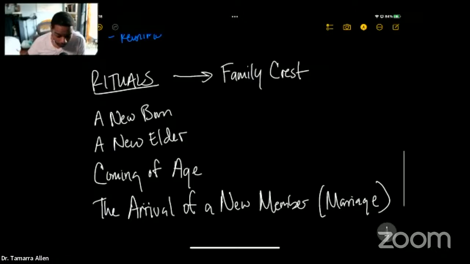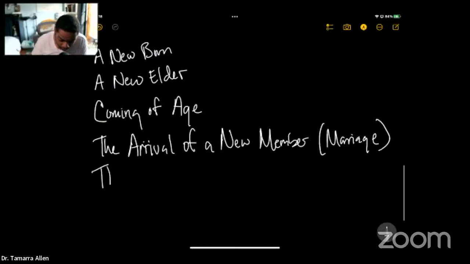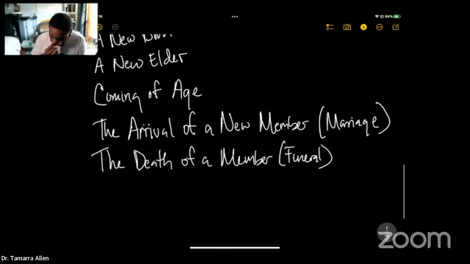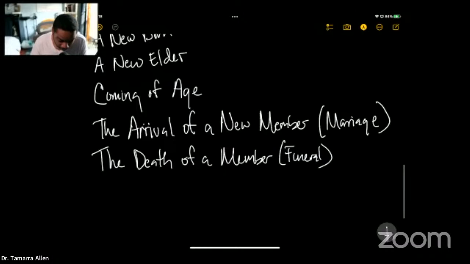Right? Another thing, which we all know, is the death of a member. We all know the ceremony for that, right? That's a funeral. And then the one that everyone always says, what's the word I'm looking for? That's my cousin, but not really my cousin. That's my brother, but not really my brother. That's called the introduction of an outsider, a new outsider.